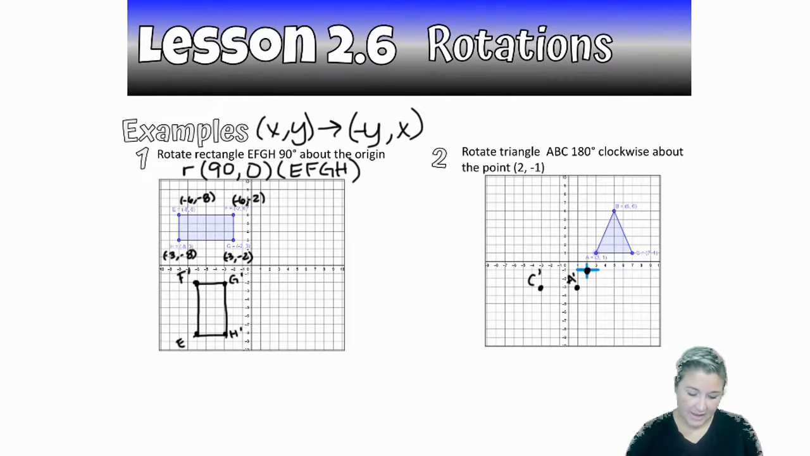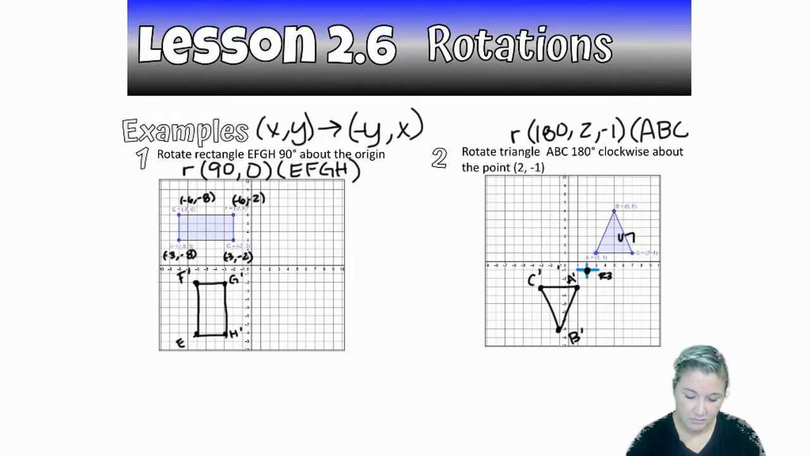And that's C prime. Now then, B is going to be a little bit more challenging. So I'm going right 1, 2, 3. I went right 3 and up 7. So I'm going to do the opposite signs of those. I'm going to go left 3 from my rotational point, and then I'm going to go down 7. If I were to write this in coordinate notation, this would be a rotation 180 degrees about the point 2, -1, figure ABC. So that's the coordinate notation there.